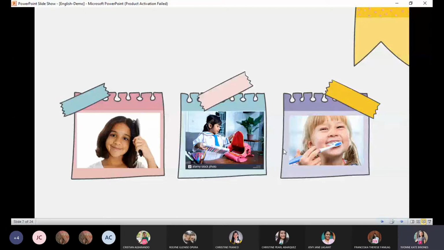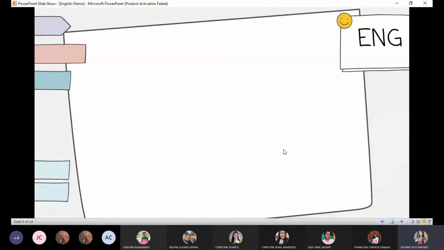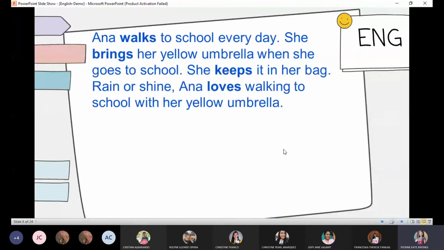And this time, I have a short paragraph for you to read. Can I ask Ronaline to read the paragraph? Okay, proceed. Anna walks to school every day. She brings her yellow umbrella when she goes to school. She keeps it in her bag. Rain or shine, Anna loves walking to school with her yellow umbrella. Okay.